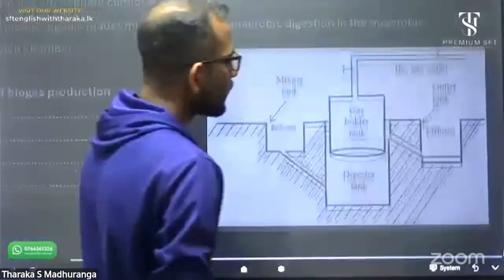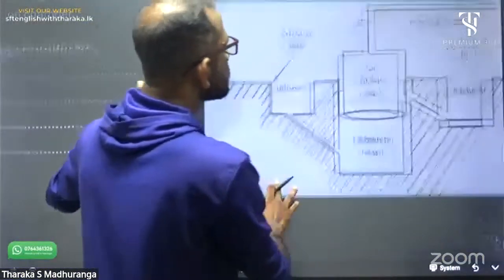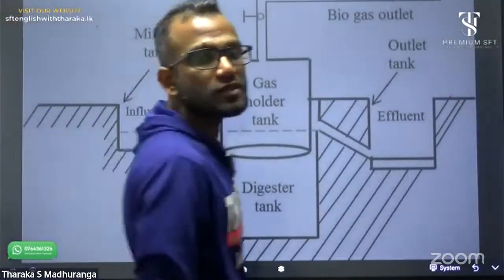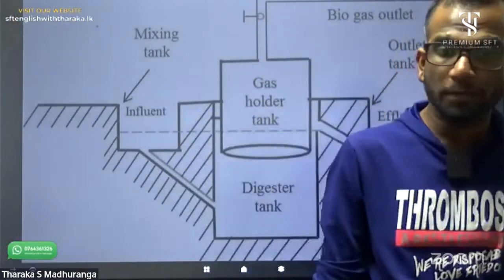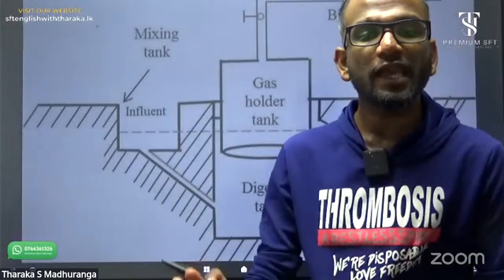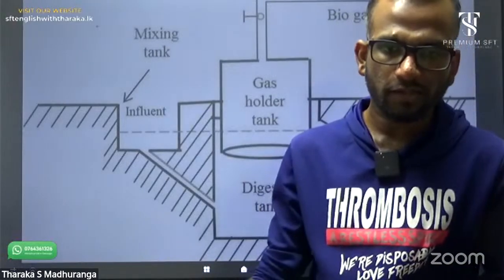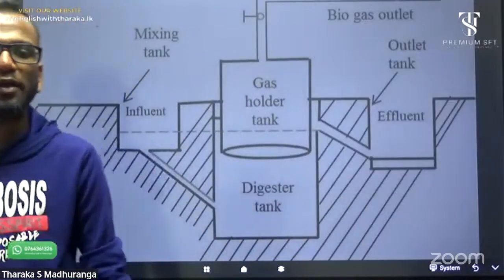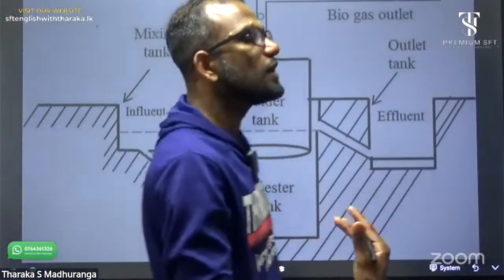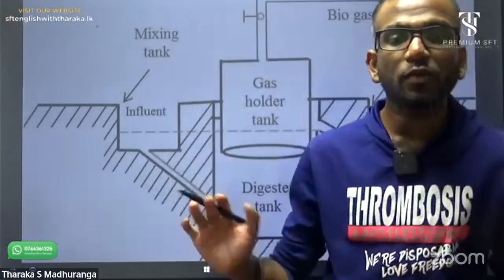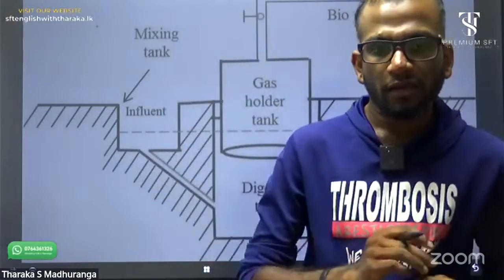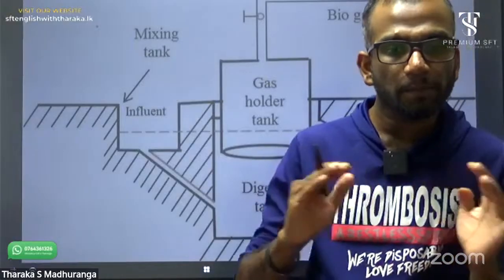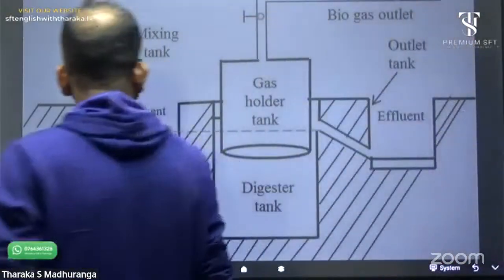For biogas production, the first thing you have to prepare is a biogas production unit. Biogas production is a completely anaerobic microbial process, right? If it is an anaerobic microbial process, the biogas production plant should be completely sealed, without any oxygen coming into the container. It should be a completely sealed container, right?